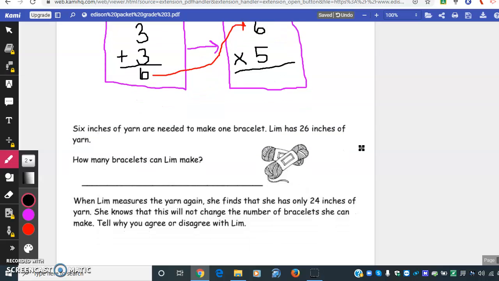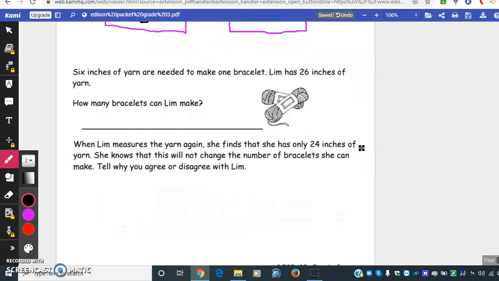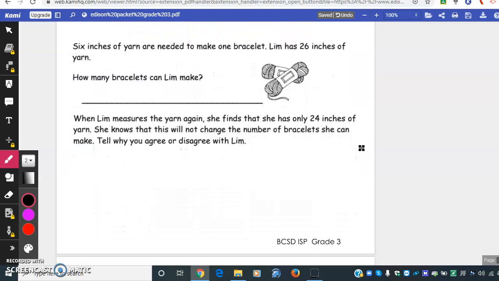Next question asks, 6 inches of yarn are needed to make one bracelet. Lim has 26 inches of yarn. How many bracelets can Lim make? Okay, so we're being asked how many bracelets can Lim make using this information. 6 inches of yarn are needed to make one bracelet, and Lim has 26 inches of yarn.